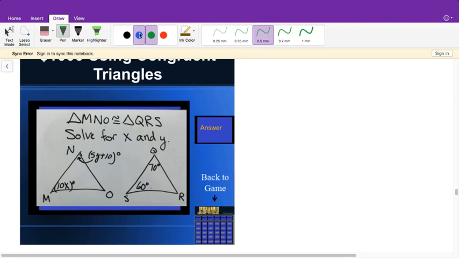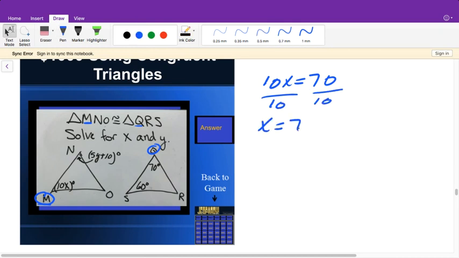All right, same thing for this one. Read your similarity statement. M is first. It corresponds with Q. So that means these two are actually equal to each other. So we would say 10x is equal to 70. Divide by 10. X is then equal to 7.